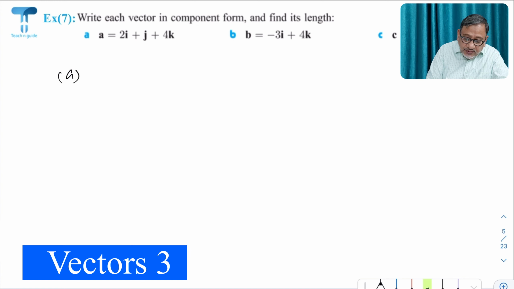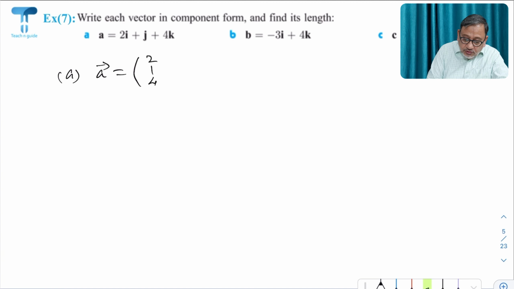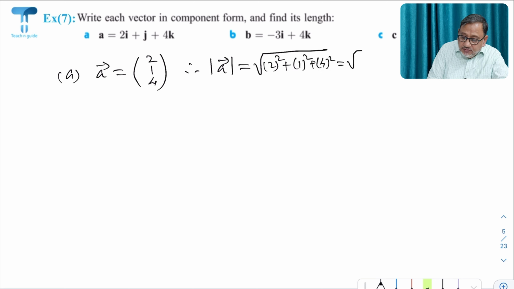So part A, in the component form, it will be 2, 1, 4, right? And then their length will be the magnitude of vector A, and as I told you, x component square plus y component square plus z component square will be its length. So 4 plus 1 plus 16, which will be square root of 21. We will keep the answer as it is, right? Okay. Then you can write units. So many units it is.